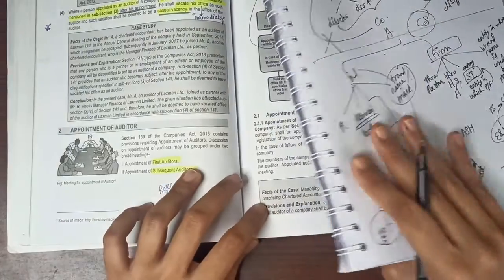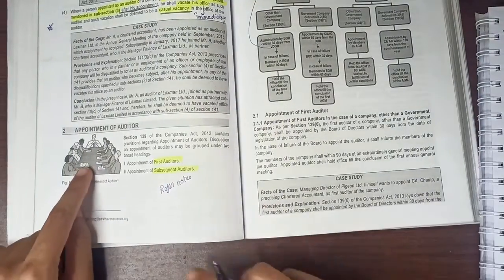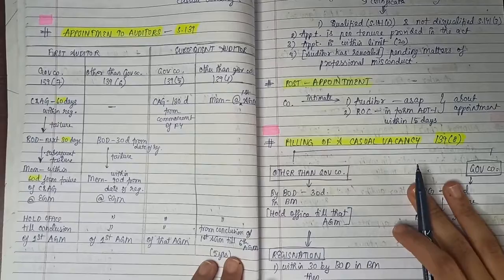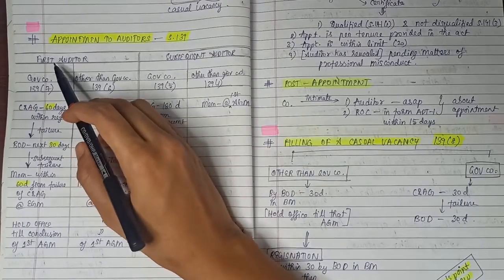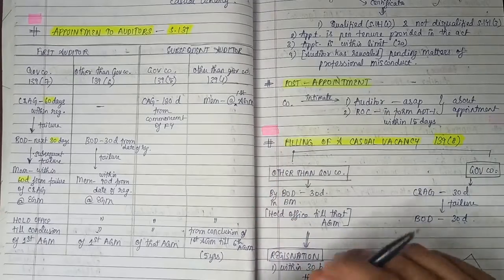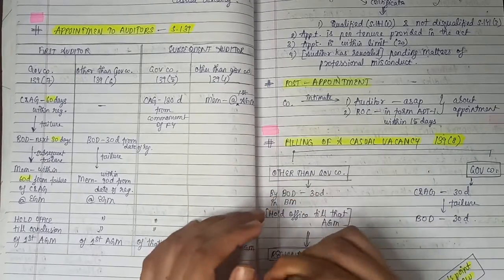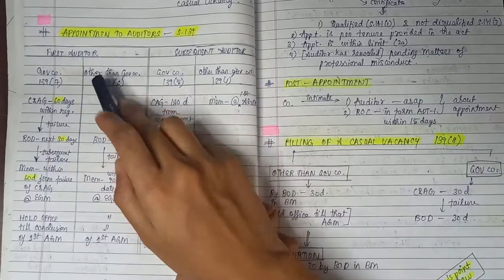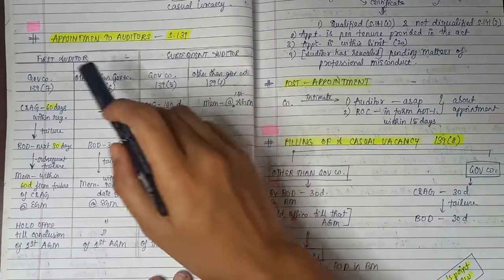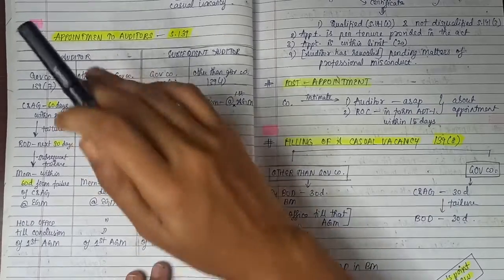Next, what we are going to see is the appointment of auditor. For this, I am going to use my notes. For appointment of an auditor, I have split it into two parts. One is the first auditor, and the other is the subsequent auditor. We have two types of companies: one is a government company and the other is a company other than a government company. First, we'll talk about first auditors.